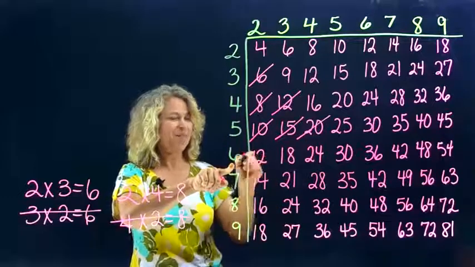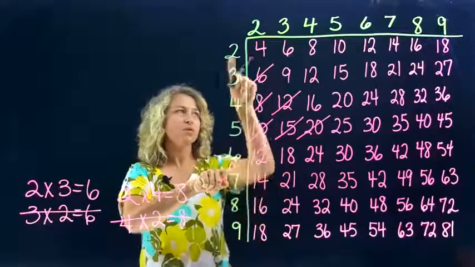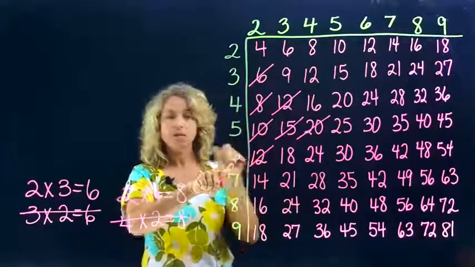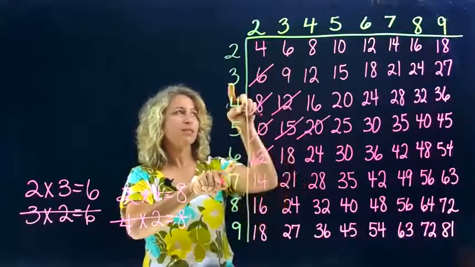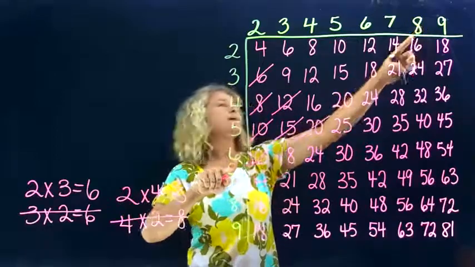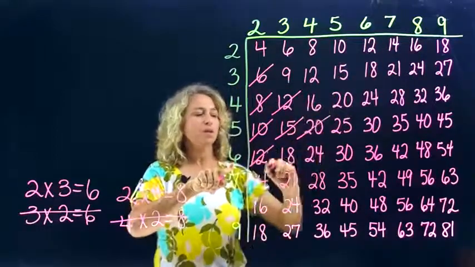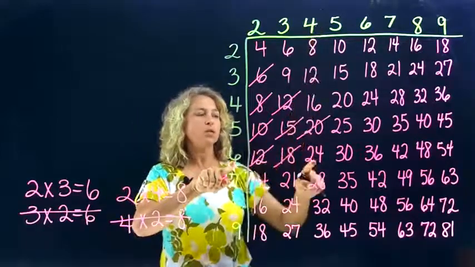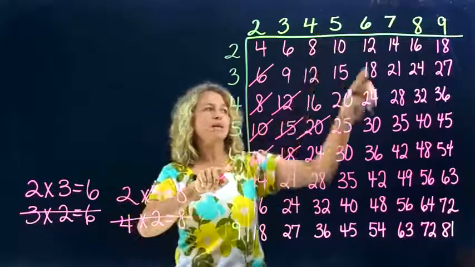Let's see. All right, so 6 times 2 is 12. Well, 2 times 6 is 12. Cross it out. That's the commutative property. 6 times 3 is 18, but 3 times 6 is 18. Cross it out. 6 times 4 is 24, but so is 4 times 6.